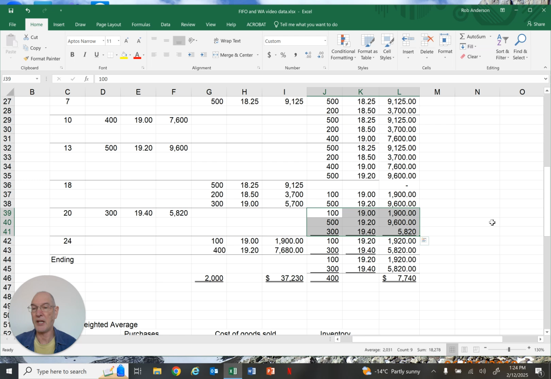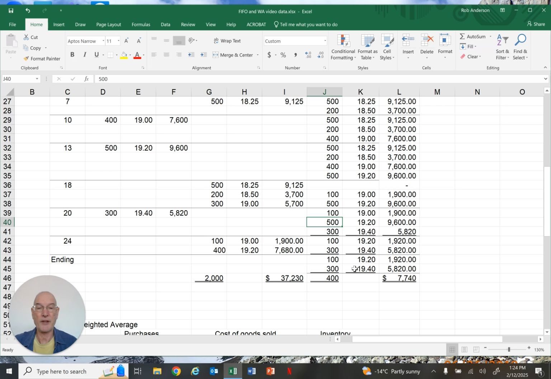And as we begin our last transaction, May 24, we're selling 500 units. And if you look at this, I bet by now you could predict which 500 units we're selling. First, we're going to our oldest 100, and we're selling those. And then we're selling 400 of these, our next oldest. So 100 at 19, corresponding to this, and 400 of the $19 and $20 items. Now, notice that's 400 of these. Here's what we're left with.